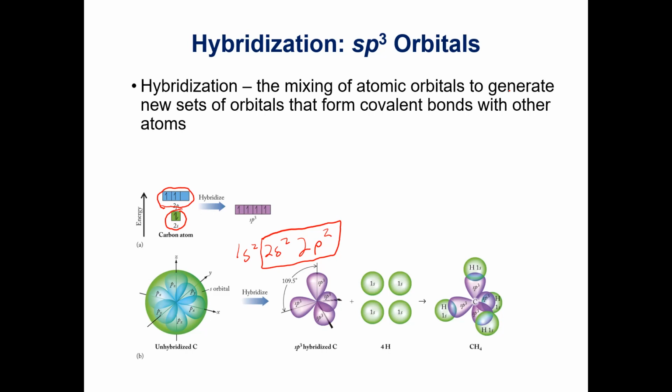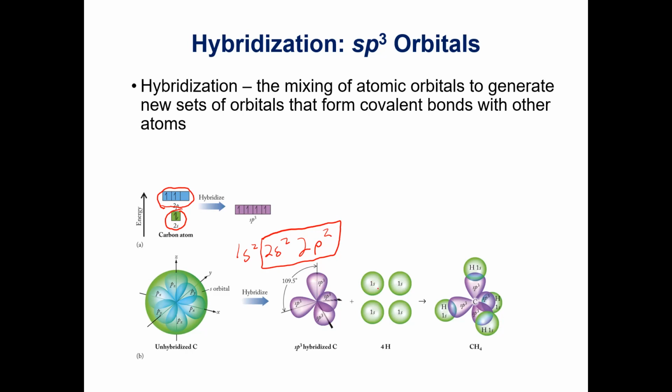Hybridization is a mixing of atomic orbitals that generates a new set of orbitals that are able to form covalent bonds. So we start with a 2s and 3 2p orbitals. These hybridize to form sp3 orbitals. And these sp3 orbitals have both s and p character. So we get 4 sp3 orbitals where we put 1 electron from each of the 2s and the 2p orbitals. So we split these up, 1 electron in each orbital. Now carbon has 4 sp3 orbitals.